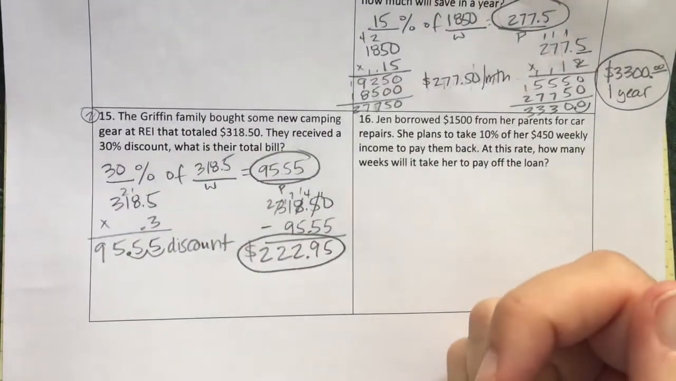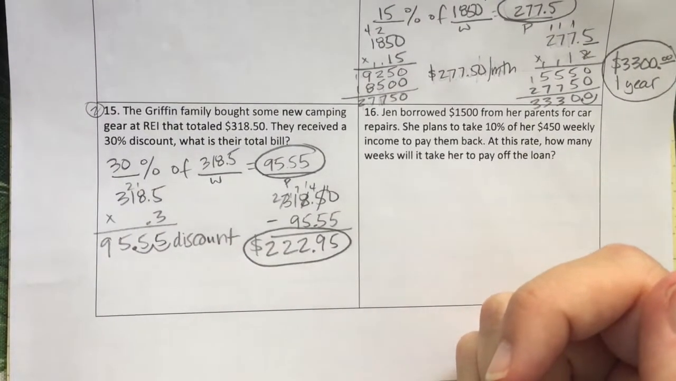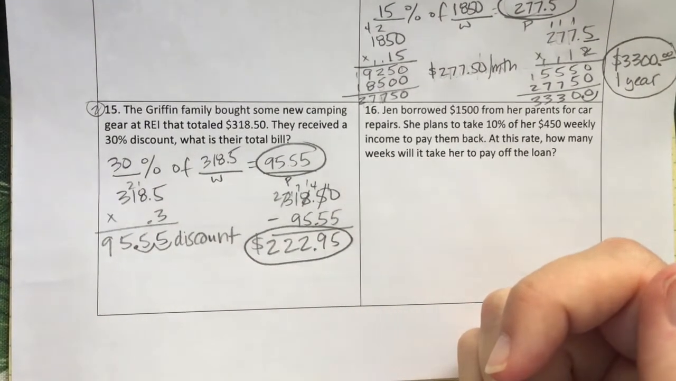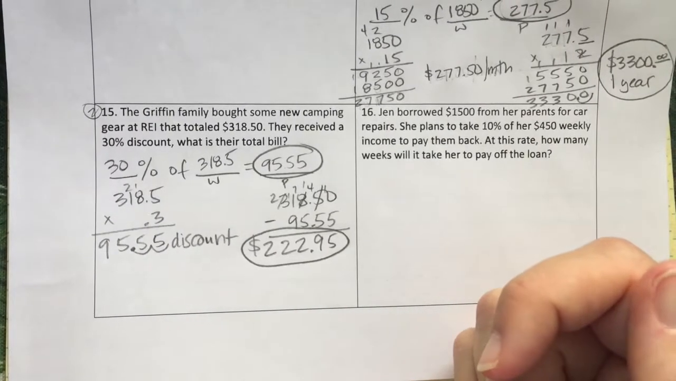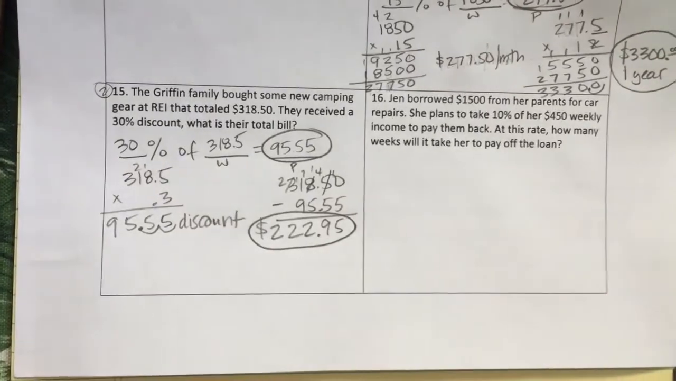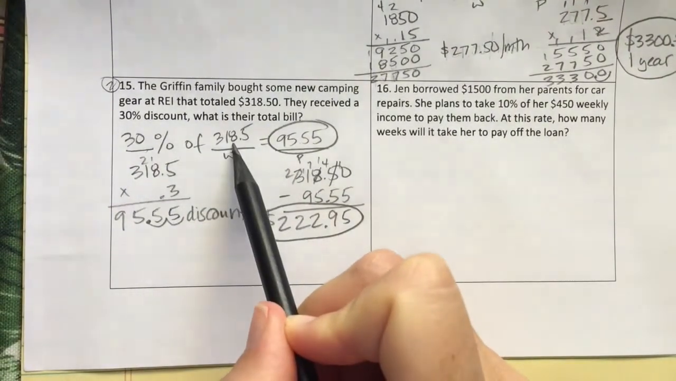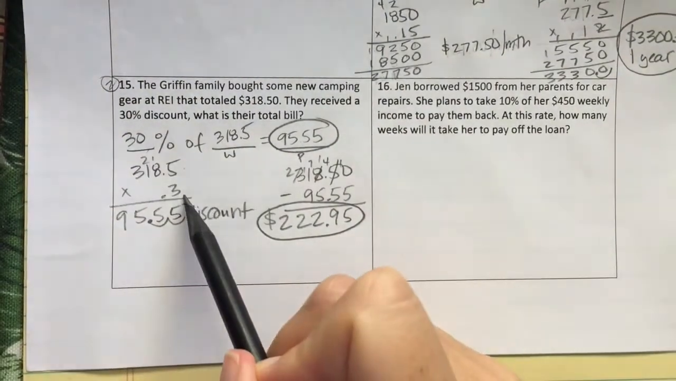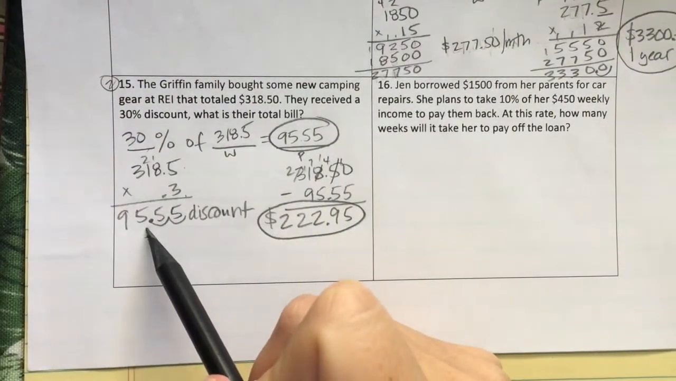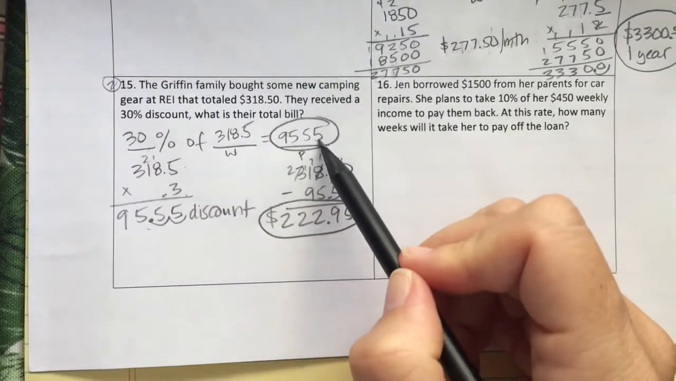The Griffin family bought some new camping gear at REI that totaled $318. They received a 30% discount. What was their total bill? For this one, first thing we had to do was calculate the discount, which was 30% of $318.50. So multiplied those 2, should have gotten a discount of $95.55. That was your part.